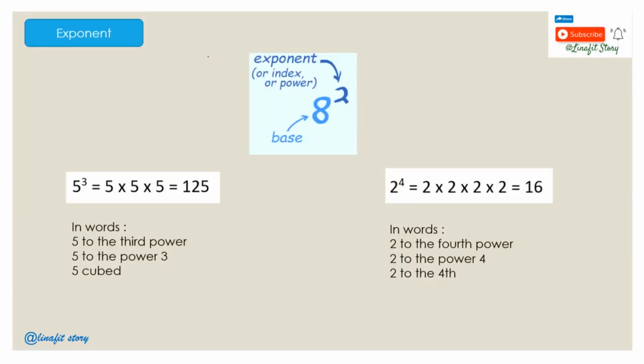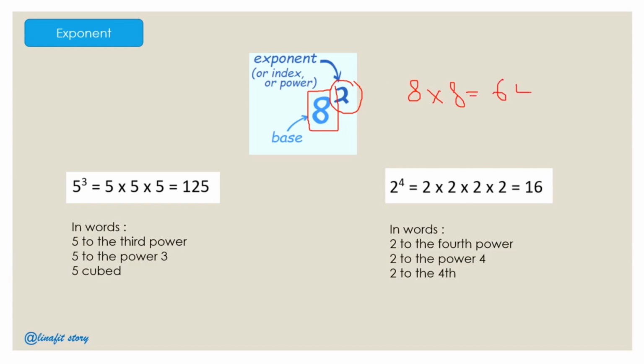Exponent is also called index or power. So 8 is the base number. The exponent of a number says how many times to use the number in the multiplication. So for example here, in 8 squared, the 2 says to use 8 twice in a multiplication. So 8 times 8 equals 64. In words, 8 squared could be called 8 to the power 2 or 8 to the second power.